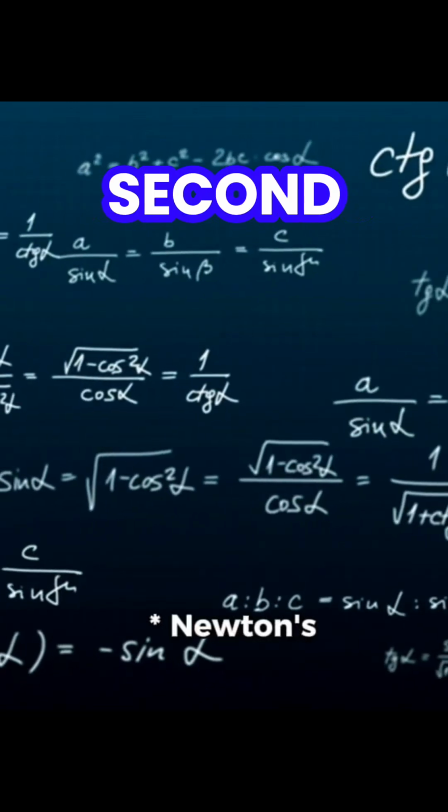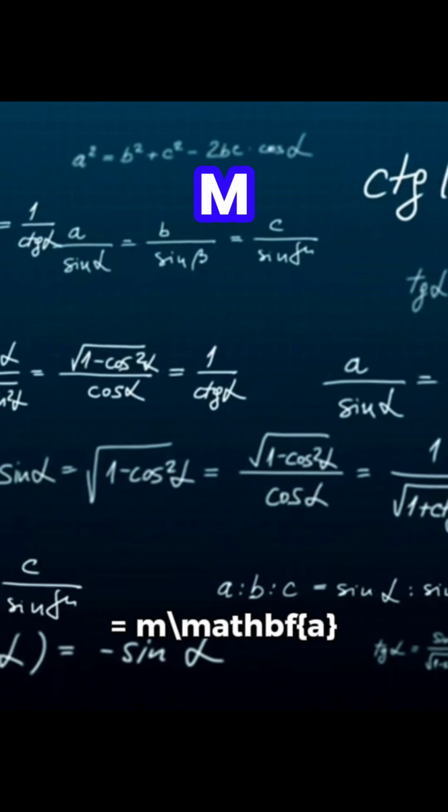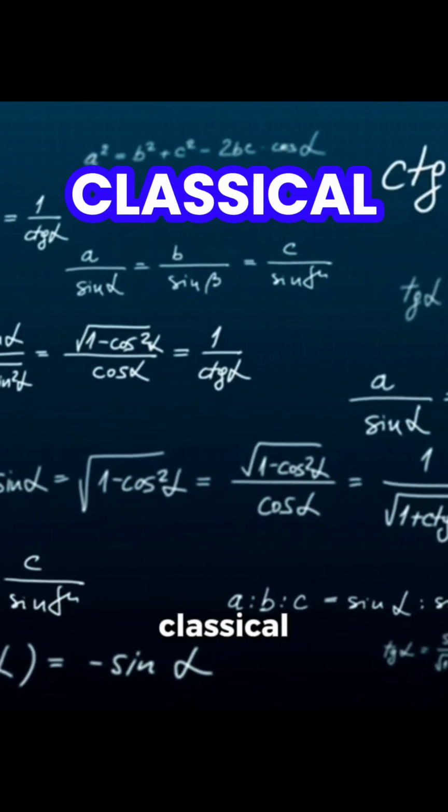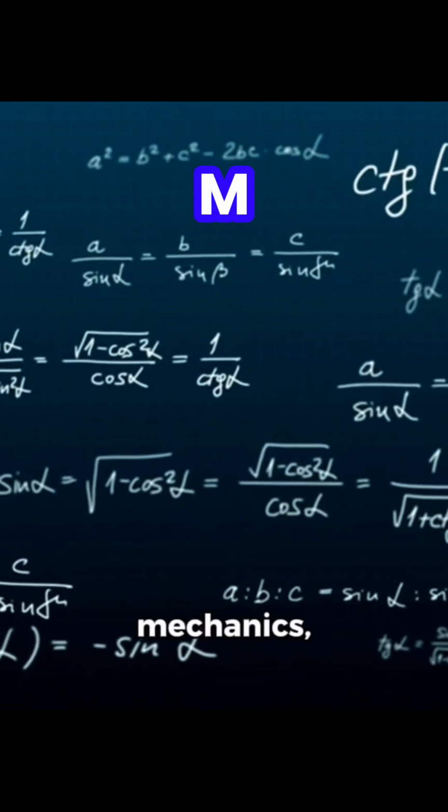Newton's second law of motion. F = ma. This equation forms the basis of classical mechanics, relating force F, mass m, and acceleration a.